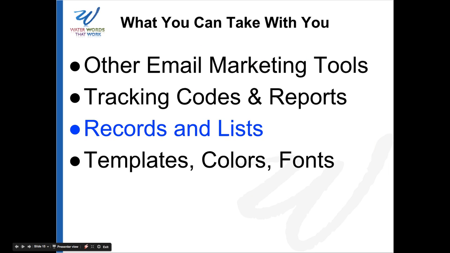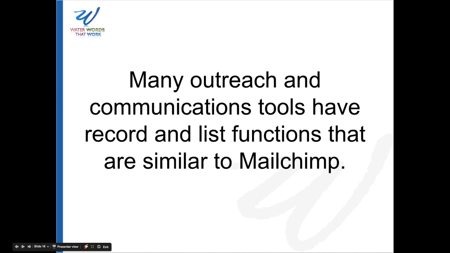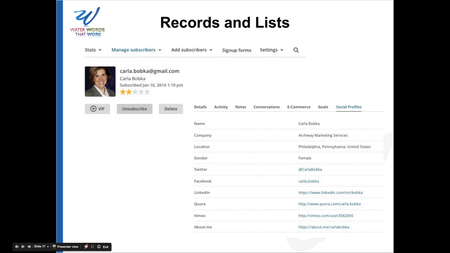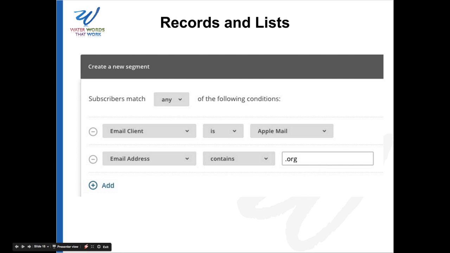You spent a lot of time poking around the records and lists features of Mailchimp, and many outreach and communication tools have record and list functions that are fundamentally similar. Here's Carla Bobka's record. We looked all over that. We've got so much more than her name and her email address in Mailchimp, and we can use the information about Carla and any of our subscribers to create segments of our subscribers that we can fine-tune who receives the messages that we are sending to.